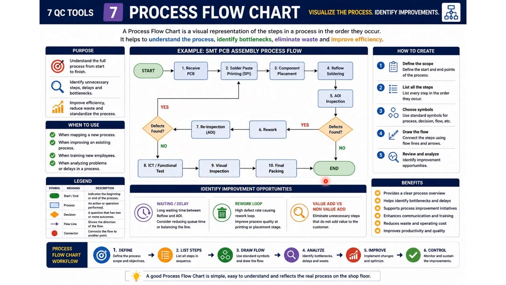To create a process flowchart, first define the process scope, list every step in sequence, use standard flowchart symbols, connect them with arrows, and then analyze the process for delays, bottlenecks, and improvement opportunities. This tool is widely used in quality assurance, manufacturing, lean, Six Sigma, and process engineering because it improves communication, standardizes operations, reduces waste, and increases productivity. Remember, you cannot improve a process unless you first understand it. A process flowchart gives you a clear picture of the entire workflow, making continuous improvement much easier.